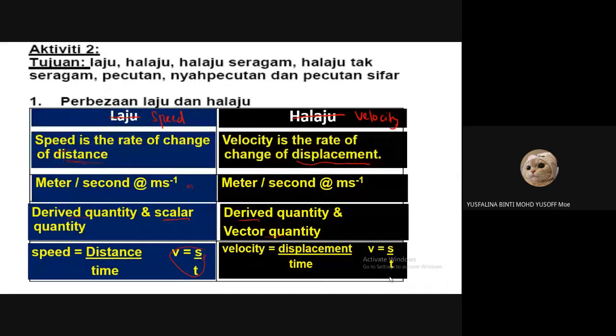And then the next one is derived and scalar quantity. Both are derived quantities because they consist of more than one base quantity, meter and second, so we call it derived. Speed is a scalar quantity, and velocity is a vector quantity, so it involves direction. And then the formula: speed is distance divided by time, while velocity is displacement divided by time.